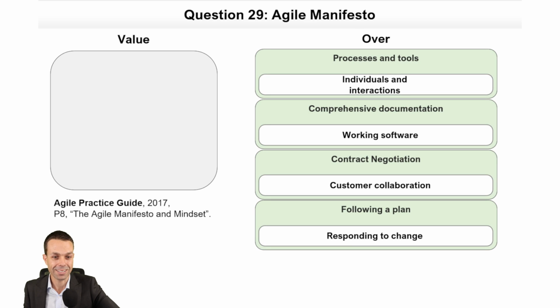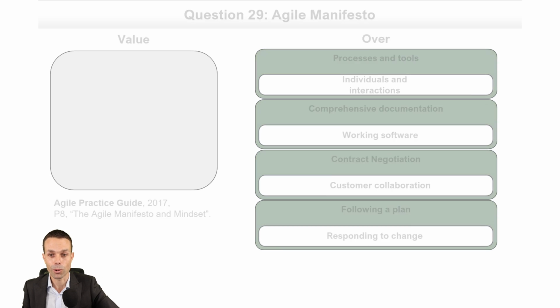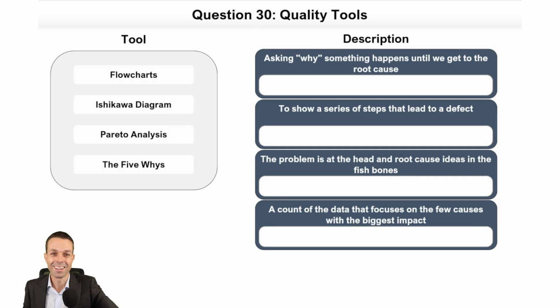And that is correct. The Agile Manifesto and Mindset, page 8. Always remember that as our way to act. Individuals and interactions working together instead of, as opposed to, we prefer it over processes and tools. Last one. Here we go.